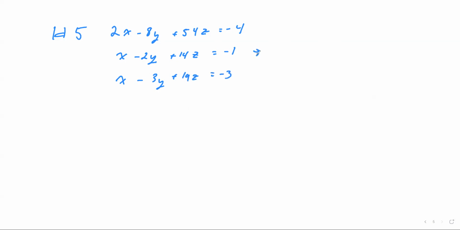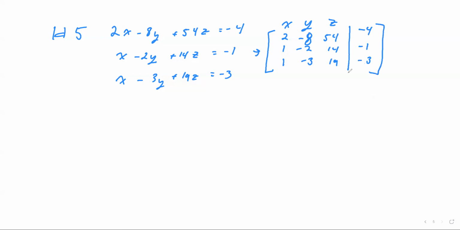And again, I'm going to turn this into an augmented matrix. So I'm going to write my x's first. That gives me 2, 1, 1. Write my y's. So that gives me -8, -2, -3. Take my z's. I got 54, 14, 19. And then that would just be -4, -1, -3.